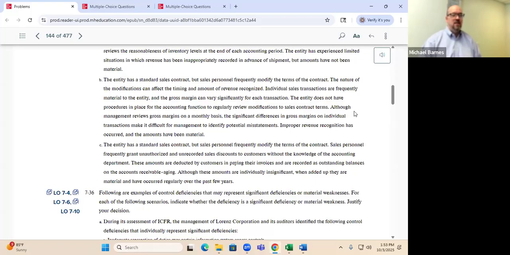Well, if A was obviously a significant deficiency, this is obviously a material weakness. For all the reasons that we said the first one was a significant deficiency, the second one is material, both individually and in aggregate. And it does not appear that they have any redundant controls to address the problem. So the sales personnel are up to shenanigans, and this one's a material shenanigan.